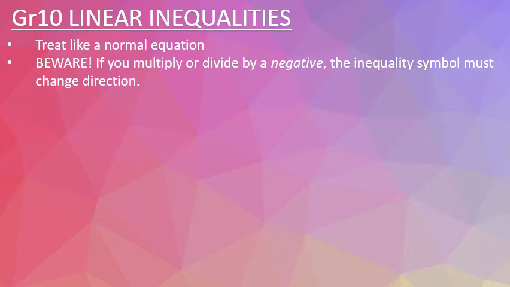Why? Because we can say 6 is smaller than 10 in value, but if we were to pop a negative in front of each of those numbers, negative 6 is no longer smaller in value than negative 10. Negative 6 is closer to the positive side of the number line than negative 10. So that's why we have to flip over the inequality symbol when you multiply or divide by a negative.